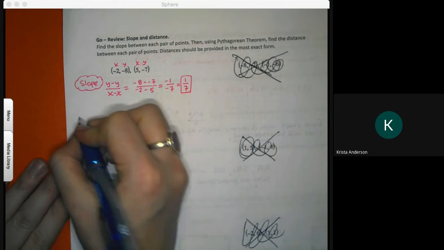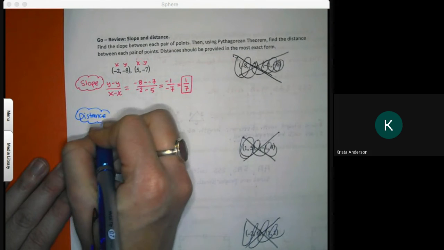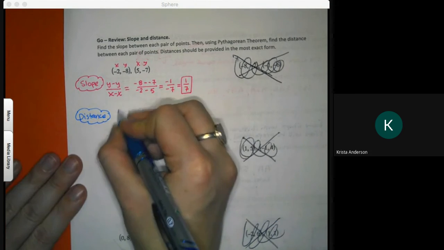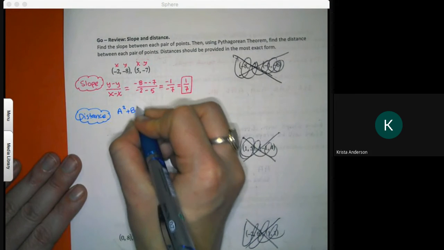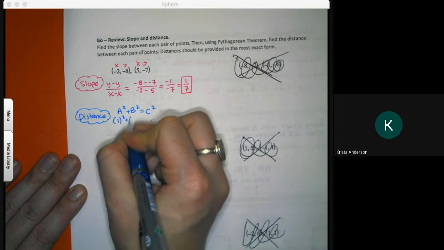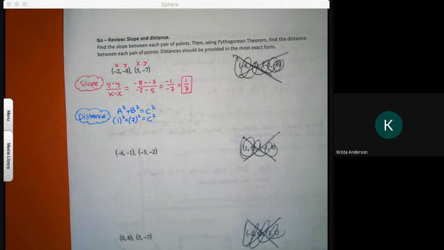Then for the distance. Does anybody remember what I do with the 1 and the 7? You flip. Oh, that's for perpendicular. Flipping it is for perpendicular. I'm going to do something else. A squared plus B squared equals C squared. I'm going to plug 1 and I'm going to plug 7 in for the A and the B, for the side lengths of my triangle.